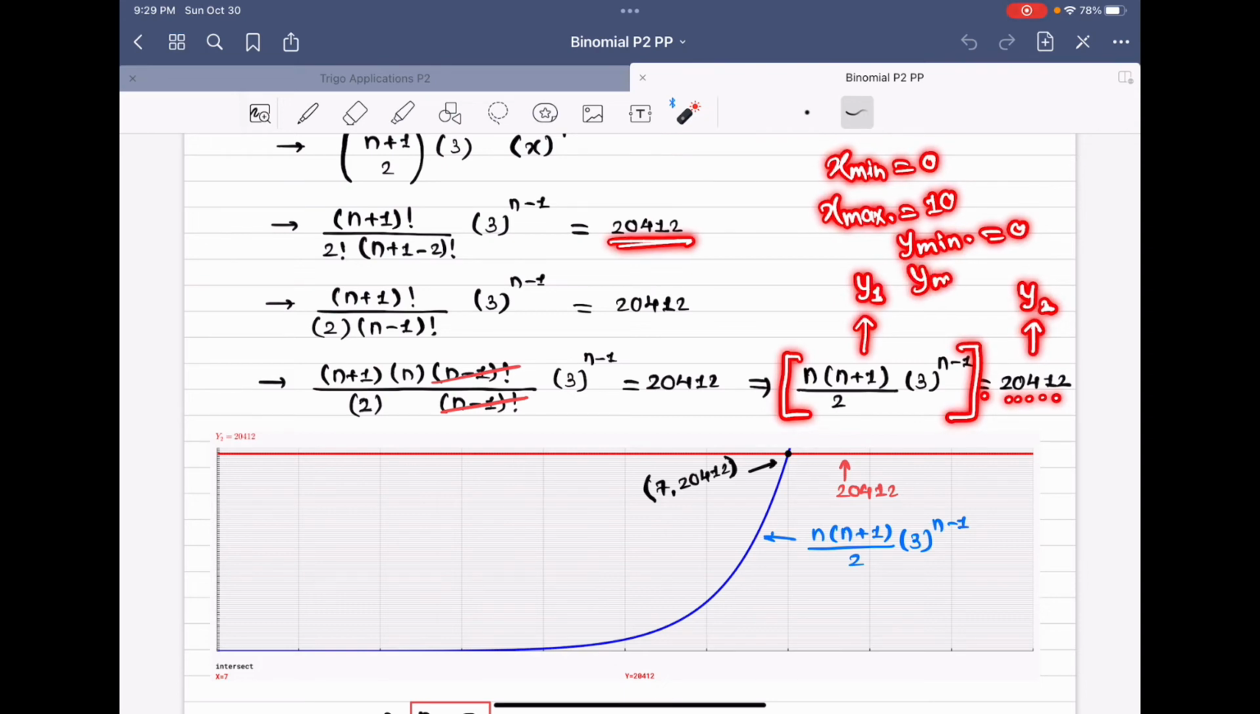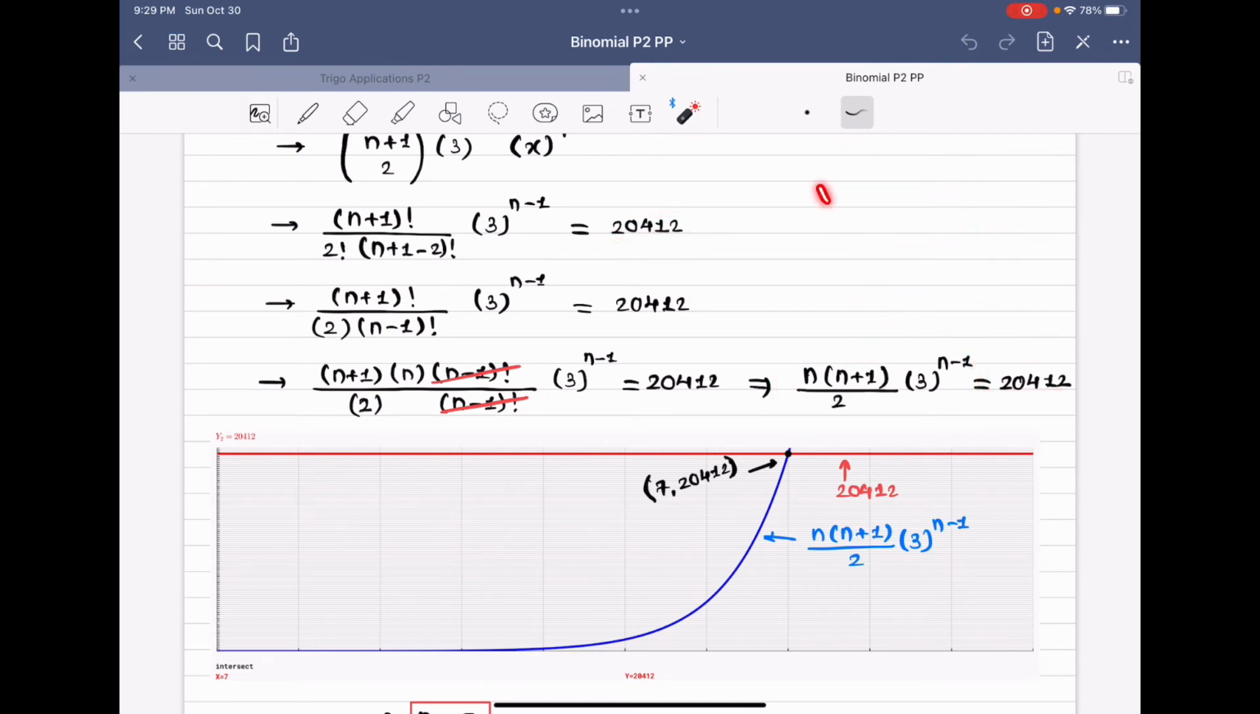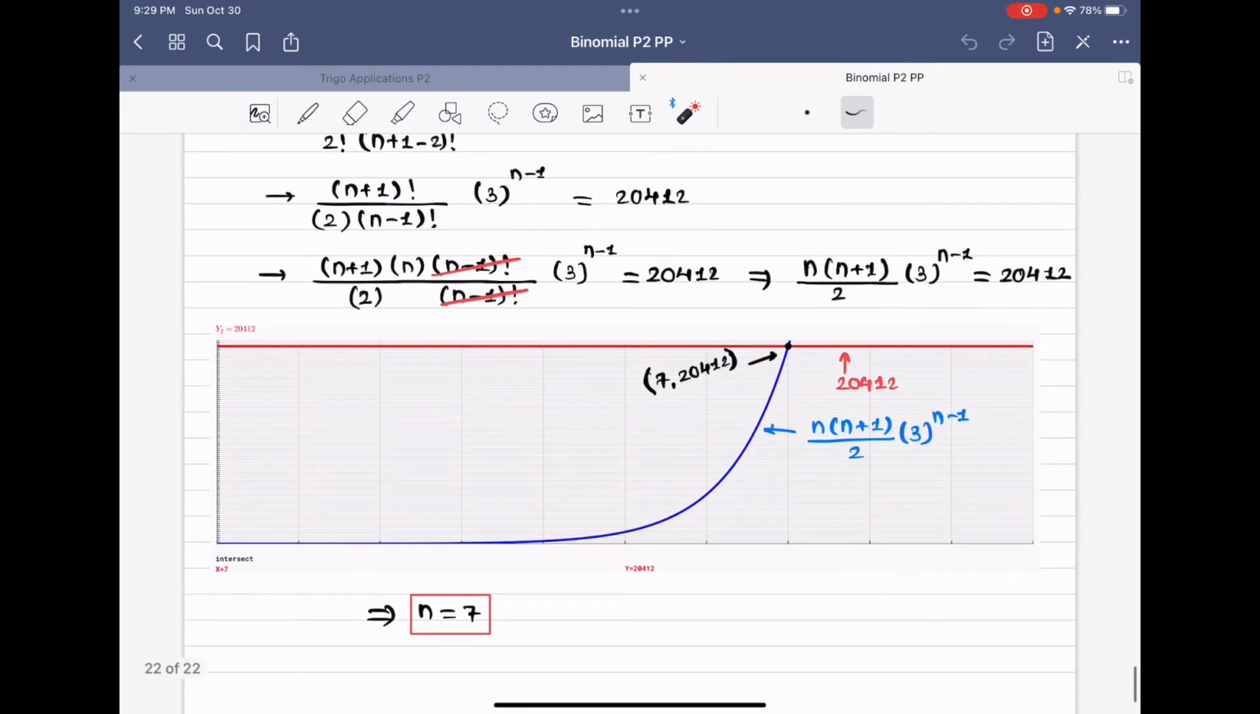And for y maximum, take a value which is greater than 204,12. So you can take y maximum as, say, 21000, a 5-digit value. Plot the graph. You will get a graph like this. Sketch the graph as it is. Now this is a GDC directly on a calculator on iPad, so you can see that, but you have to sketch the graph. It cannot be accurate, but it has to be proper.